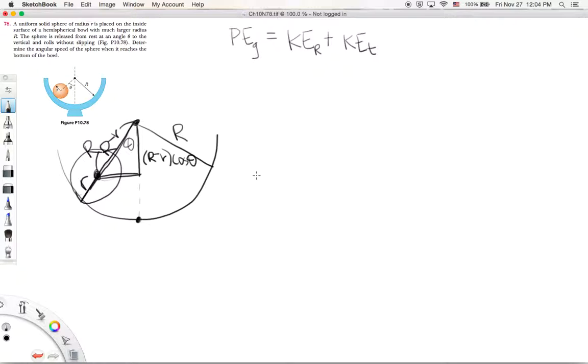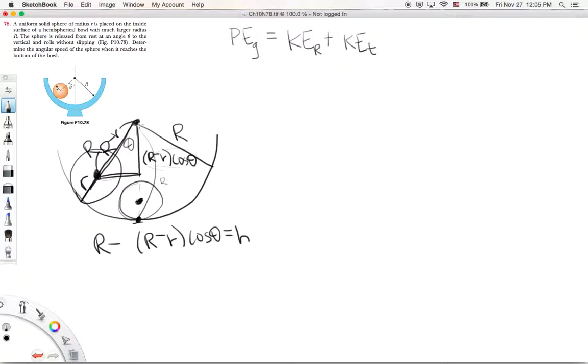So then, if we want to find the initial height of the center of mass in relation to this point here, then we'll do this length, which is big R, minus R minus small r quantity cosine theta. And we'll say that that's going to equal our height. But that is not actually our height, because when the ball is at the bottom of the bowl, its center of mass is not here, but it's actually here.